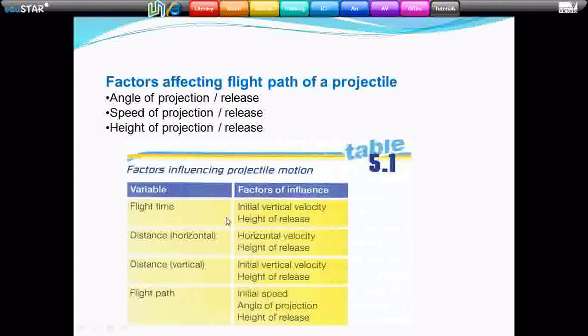This table indicates the variables that are influenced by those factors. So the flight time, how long the projectile is in the air for, is influenced by the initial vertical velocity or the speed of projection, and also the height of release. The horizontal distance is influenced by the horizontal velocity and height of release, and so on.